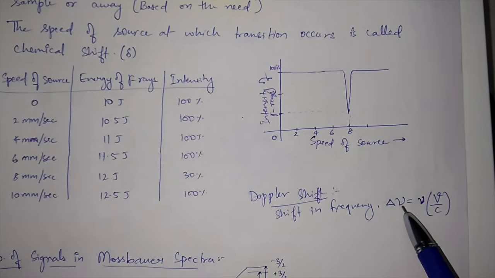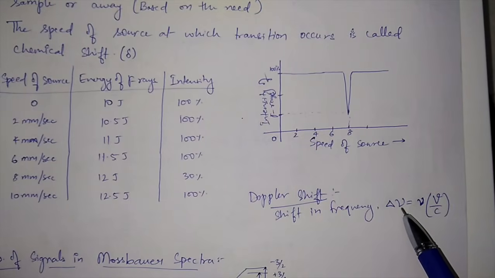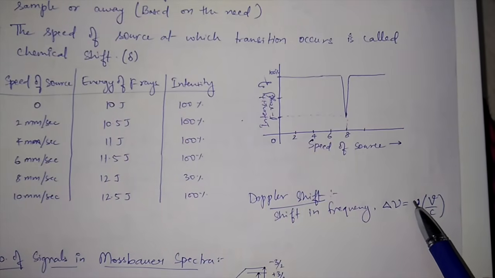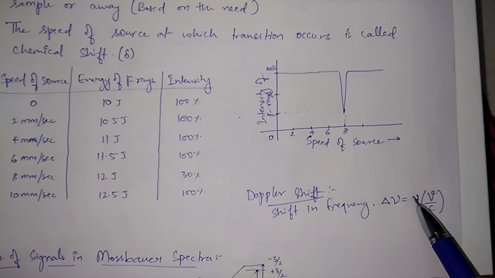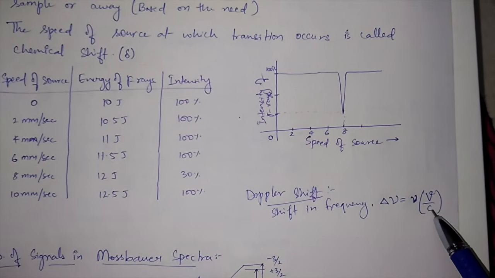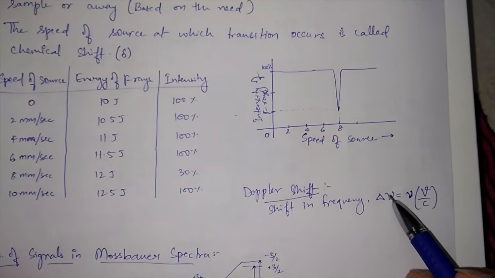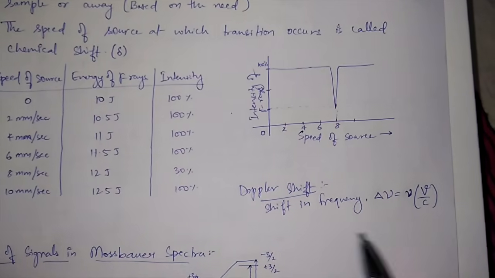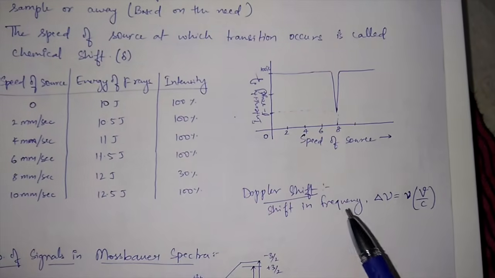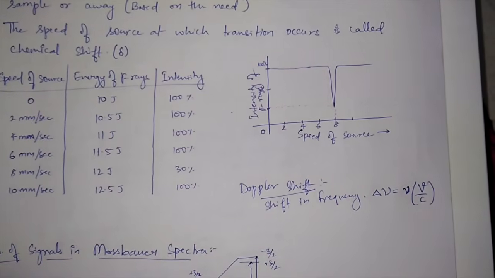So the change in frequency, when you move the source or sample away or towards each other, is given by this formula: delta nu equals nu v by c, where nu is the frequency of your source, v is the velocity at which it is moving, and c is the velocity of light. So if you put the values over here, you will get how much increase or decrease in the frequency you are getting. Okay, so this is what Doppler shift is, and a numerical has been asked once or twice based on this formula. So this was the concept behind it, and this is the formula which is required to solve it.